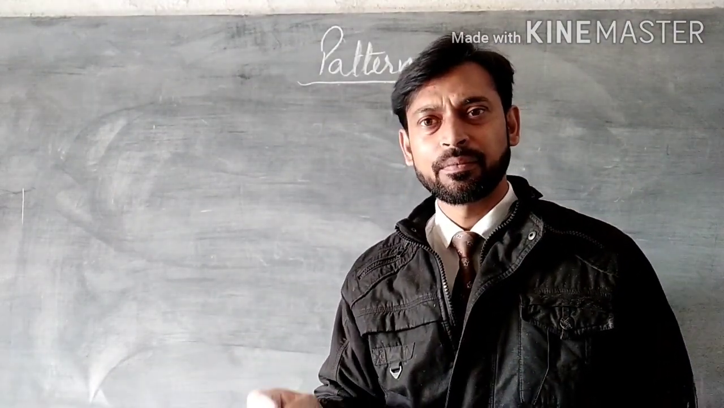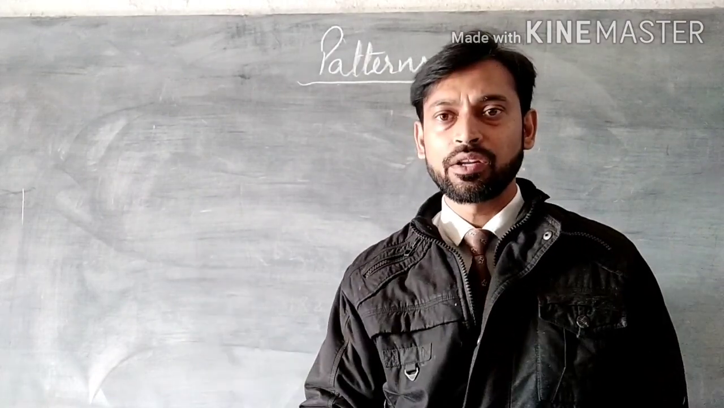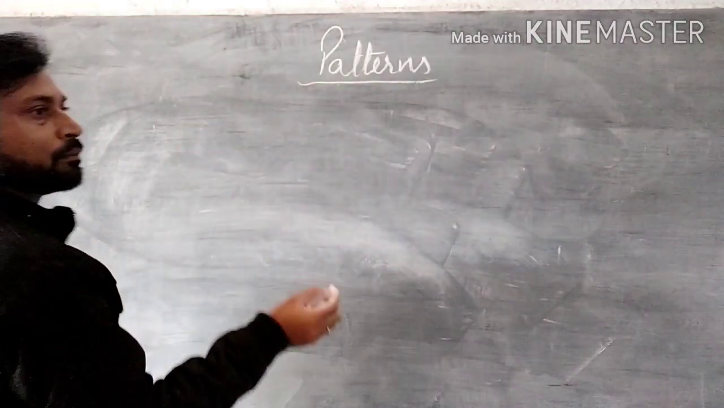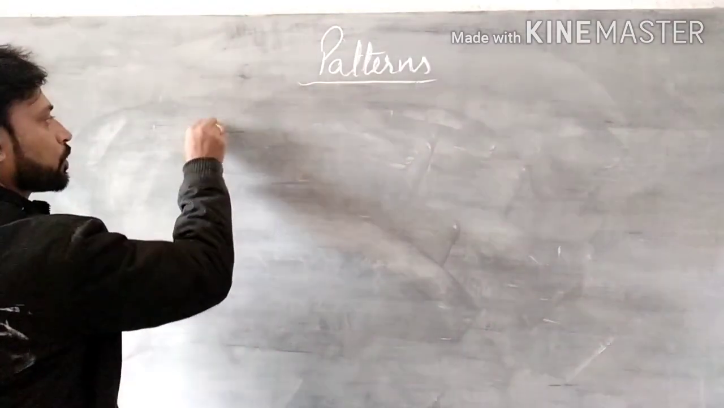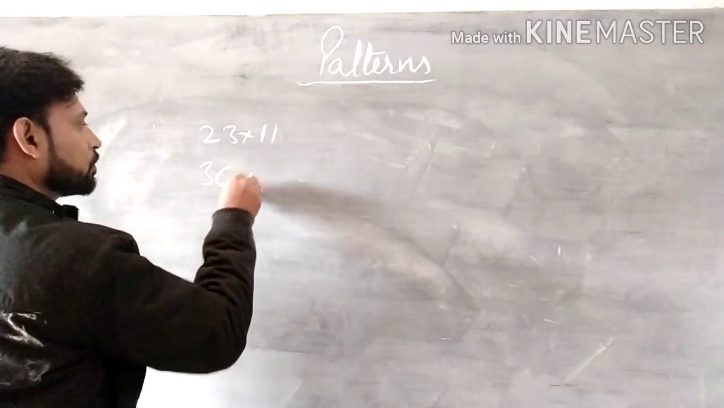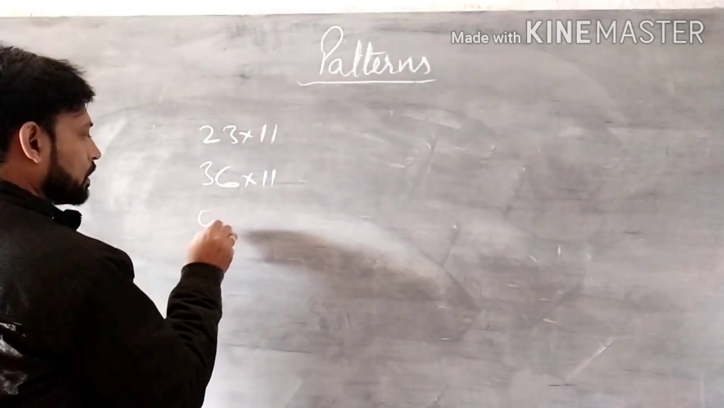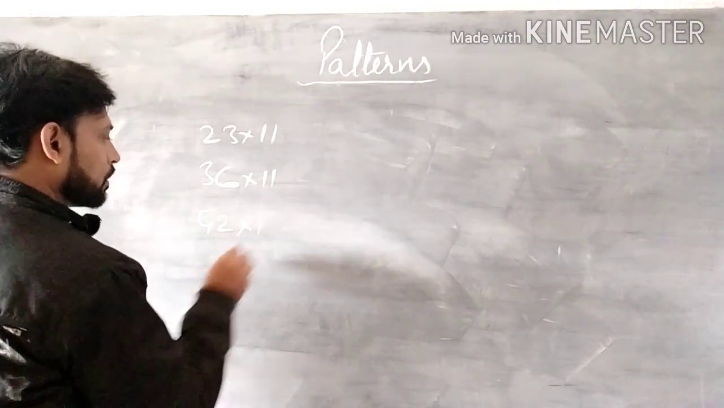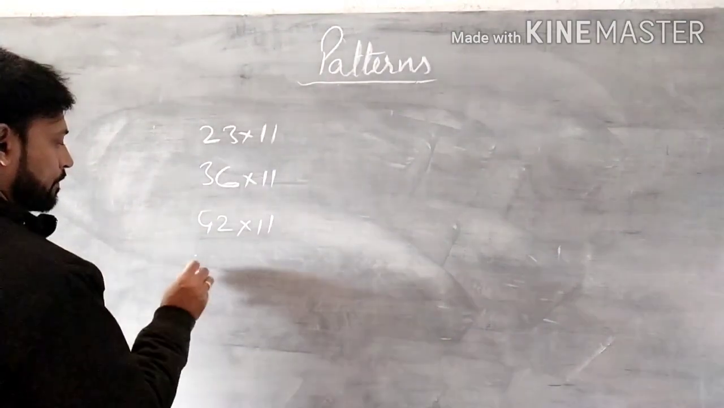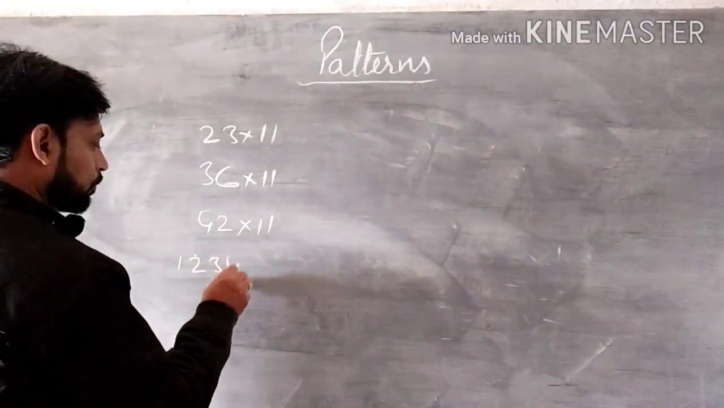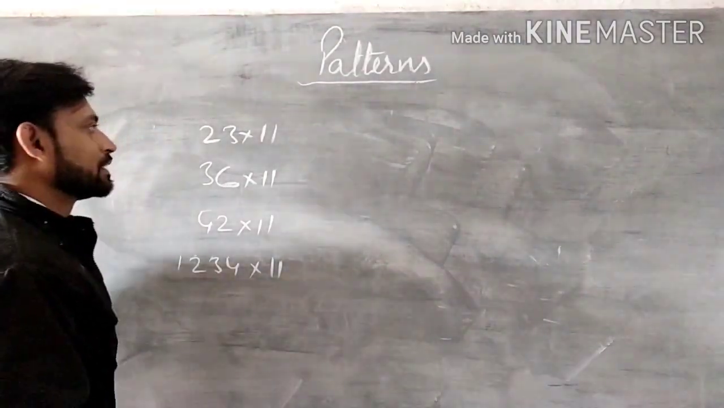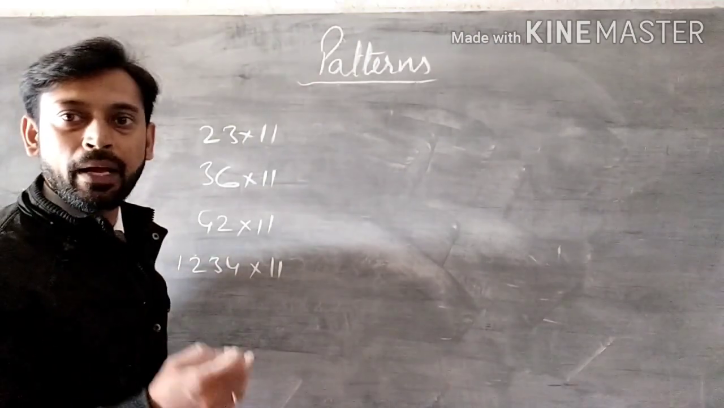This portion is not in your book, but we will discuss. Suppose you have to multiply any number by 11. So 23 into 11, 36 into 11, or 42 into 11, or 1234 into 11. See, these all numbers we have to multiply by 11.